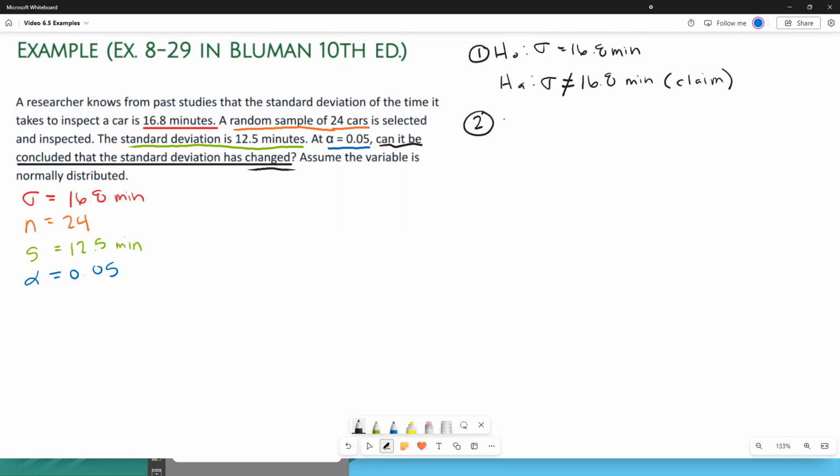Step 2, again, we need our test statistic before we can find our p-value. So n minus 1 times s squared over sigma squared. Our n is 24, so 24 minus 1. Our s is 12.5, and that's standard deviation, so we do need to square it. And then on the bottom, similar idea, the population standard deviation is 16.8. We need to square it.